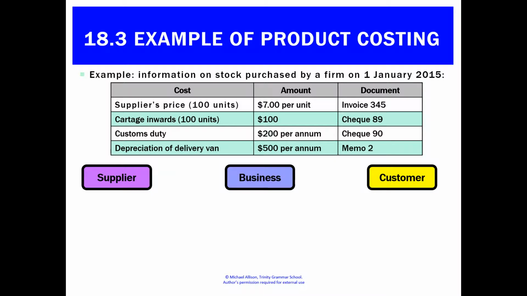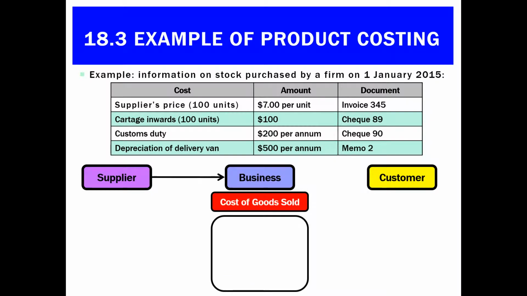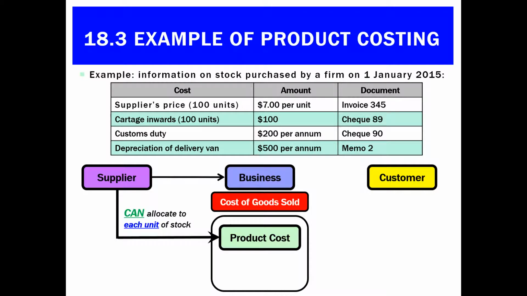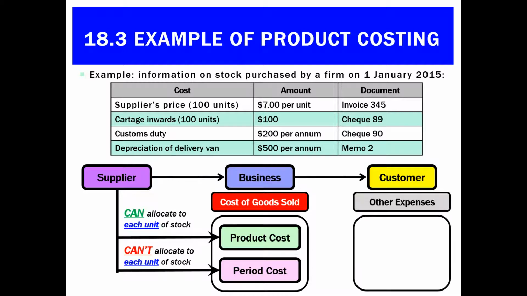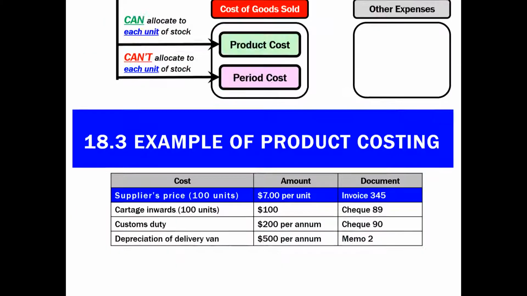So what we're going to try and do is classify each of these expenses as either cost of goods sold, so costs required to get stock in a condition and location ready for sale, and we either can allocate them, which will make them product costs, or we can't allocate them to each unit, which will make them period costs. We'll also still have other expenses, so the costs required in running the business.